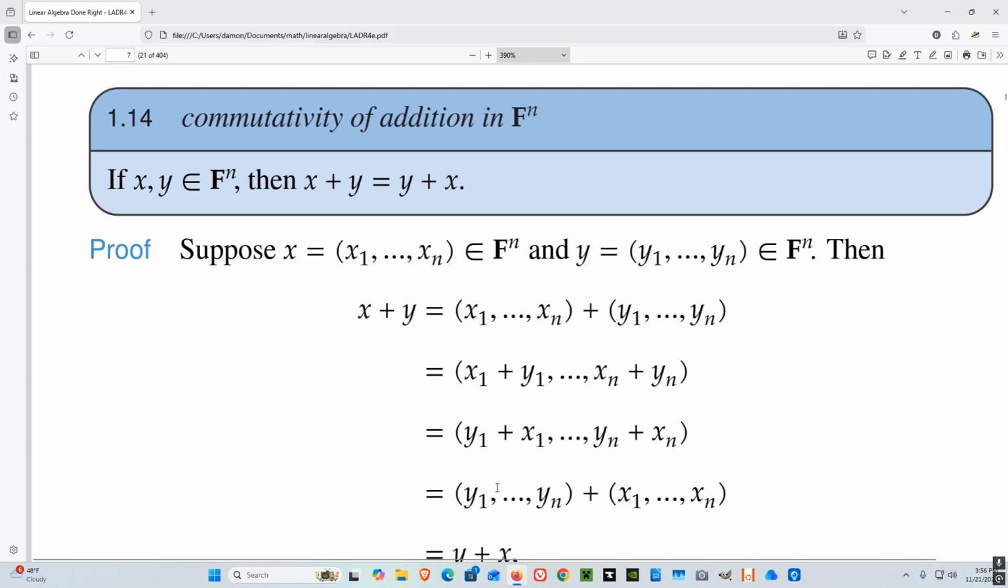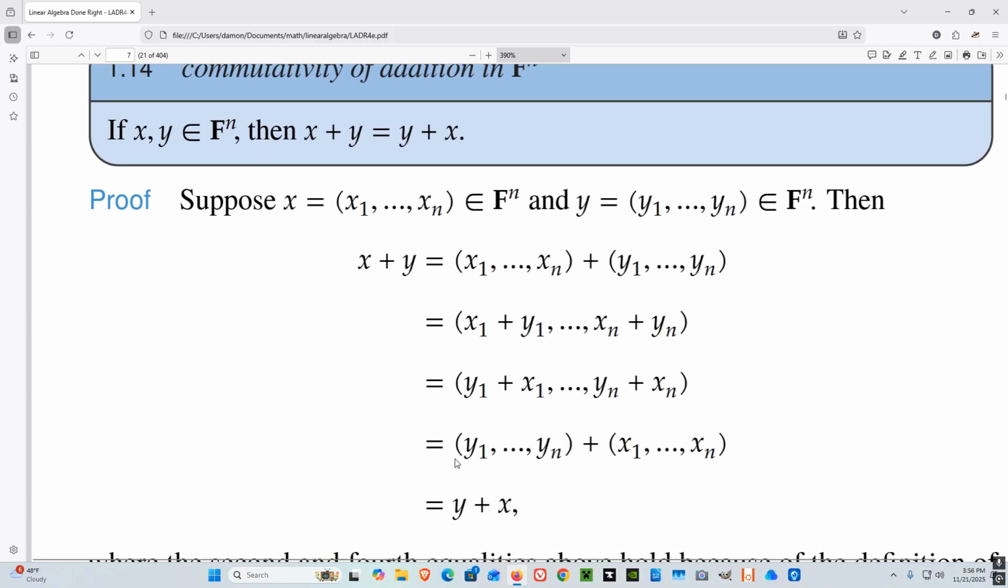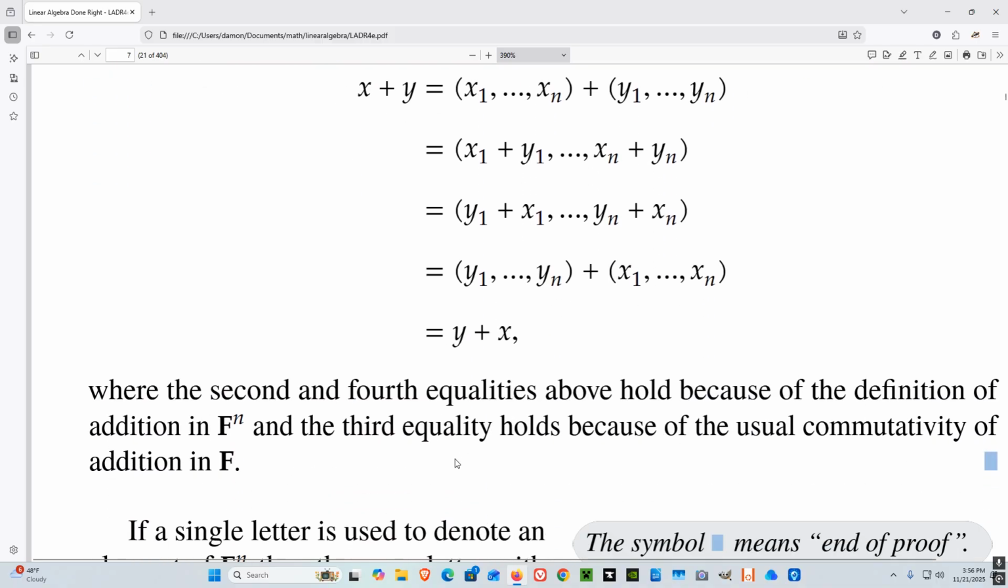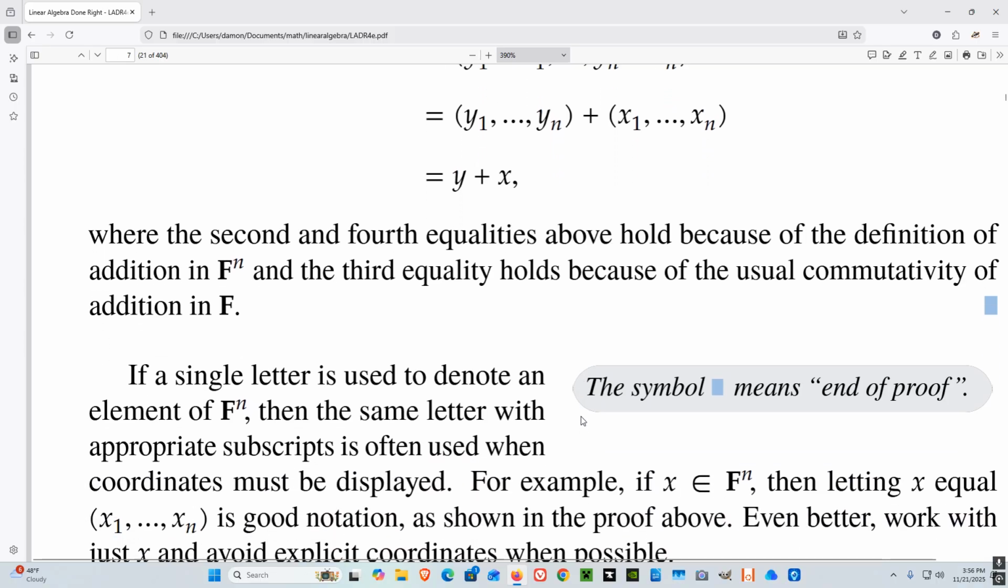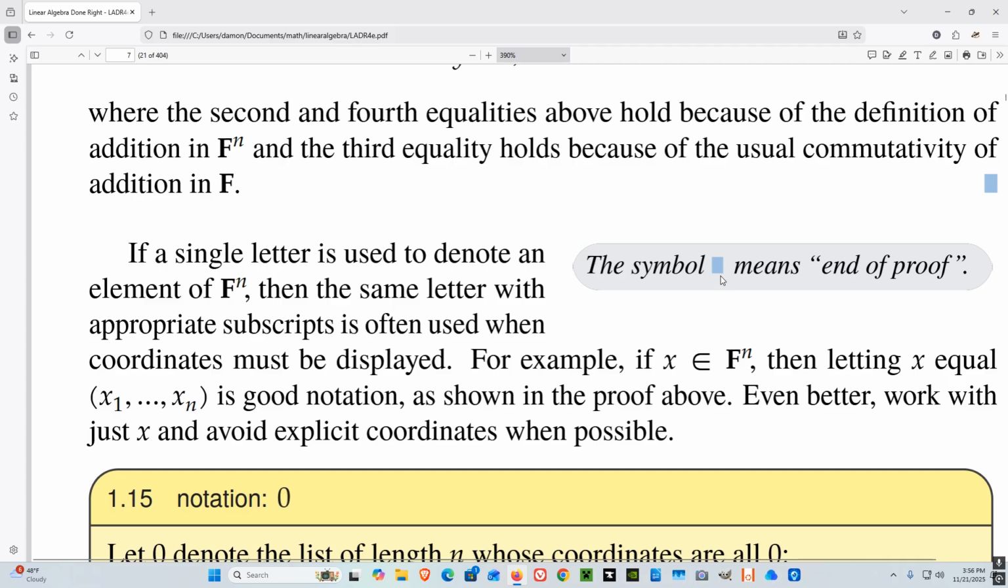So that proves commutativity in general for the list, where the second and fourth equalities above hold because of the definitions of addition in F^n, and the third equality holds because of the usual commutativity of addition in F. The symbol, the box, means end of proof. I know that as the Halmos symbol, to be honest. I think Halmos started using the box before this, or popularized it.